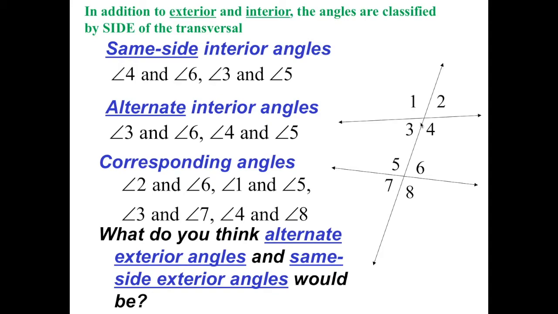But what do you think alternate exterior angles are? I already kind of talked about that a minute or two ago. What about same side exterior angles? Sure, you can also have same side exterior angles. Give me a pair of same side exterior angles. Yeah, angle 1 and angle 7, right? So that could be abbreviated same side exterior angles.